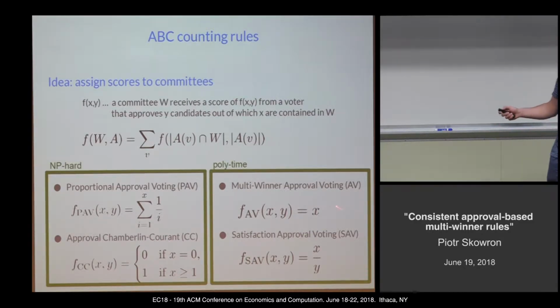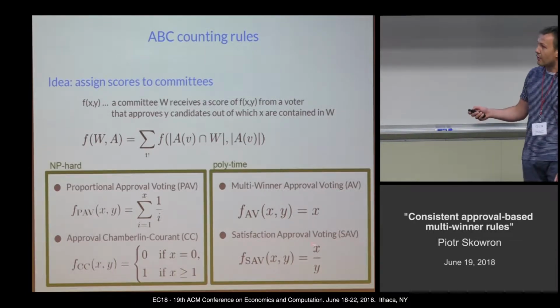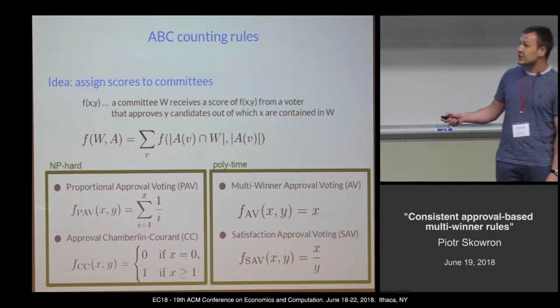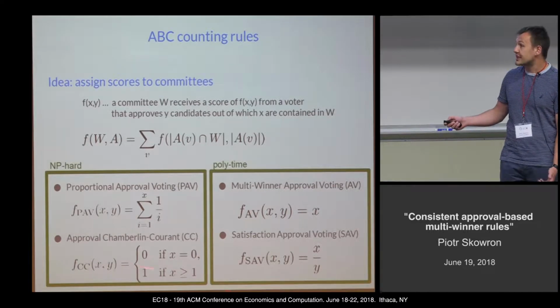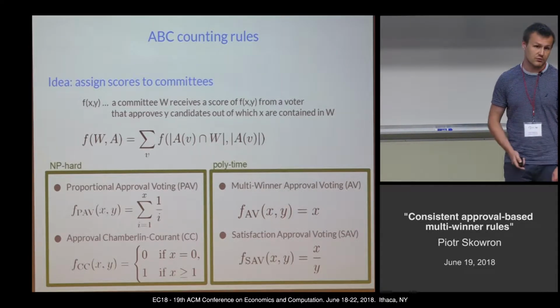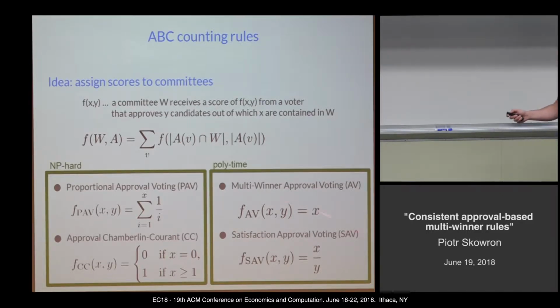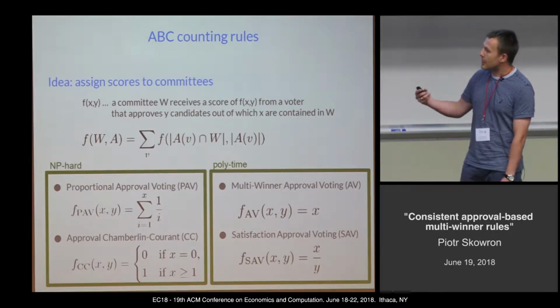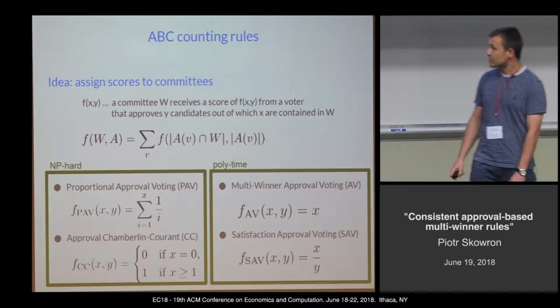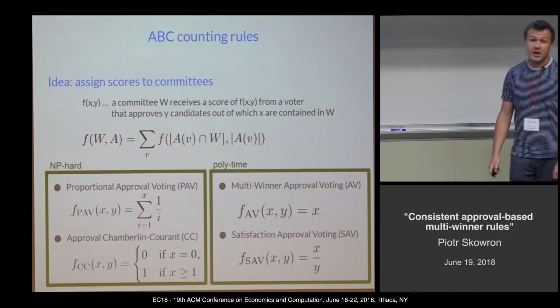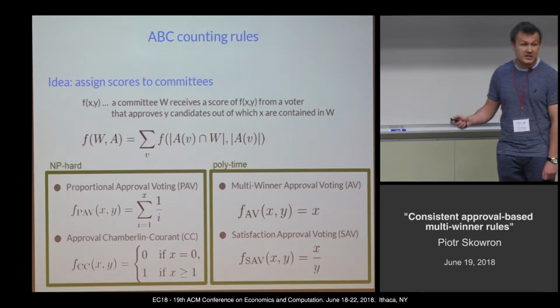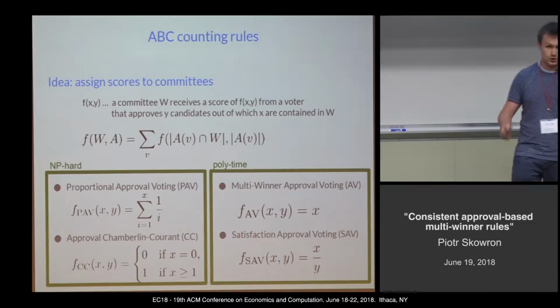It includes multi-winner approval voting, which is defined by a counting function linear in the argument x. It also contains approval chamberlin-courant rule and satisfaction approval voting. And you can see that some of these rules actually ignore the second argument, the number of alternatives approved in total by a voter. So our first main result is an axiomatic characterization of this class of ABC counting rules.